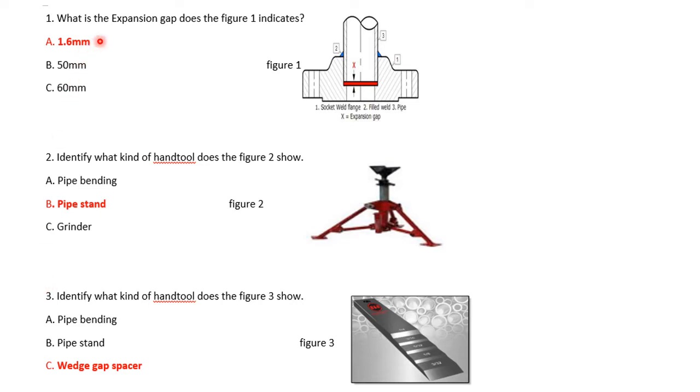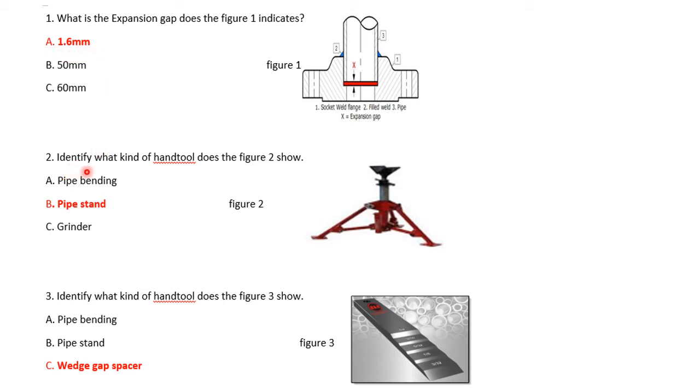Here, what is the expansion gap? Does figure 1 indicate it? This is a figure of a socket weld flange. See the red one, that is called the expansion gap. How much expansion gap does it have? The answer will be 1.6 mm.